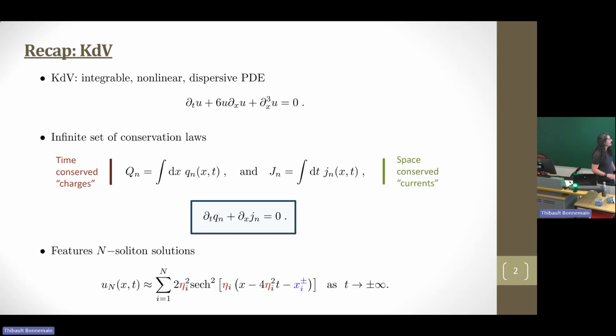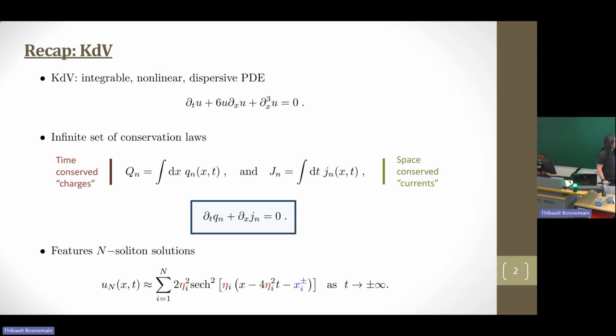I rewrite them here for the sake of notation. The conserved quantities, which I will also refer to as charges from time to time, I write Q, with densities q and currents J. Because these quantities are conserved, the density of charges and the density of currents are related by this conservation equation. These are the microscopic conservation laws of my model, which I will use to build the hydrodynamics of the Soliton gas later.